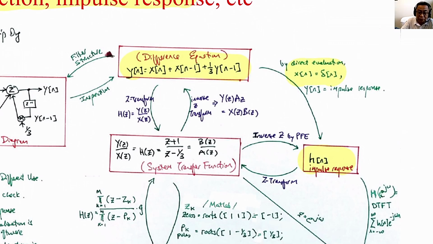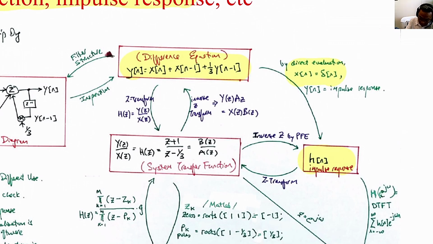So writing software code, giving x of 0 equals to 1, x of 1 equals to 0, x of 2 equals to 0, and so forth. Simulating the impulse and substituting into this difference equation, we can get h of n, the impulse response. However, we have seen that another way to get the impulse response is through Z transform.